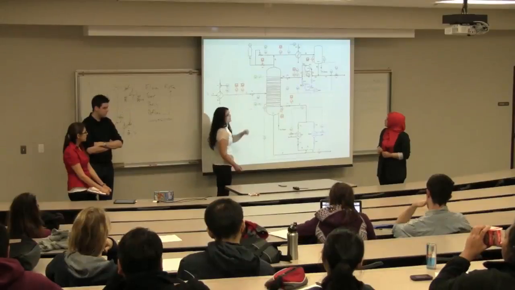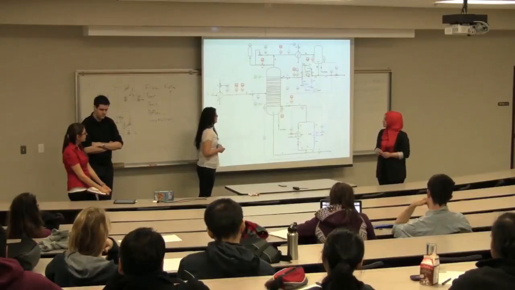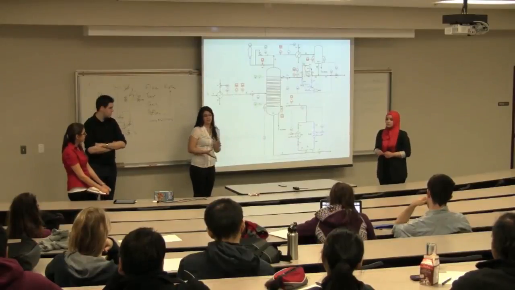The valve there has the SIS on it, so if the SIS were to kick in, it would open up that valve to flare. So in an emergency shutdown, there would be no venting of gas into the air, it would all be flared.